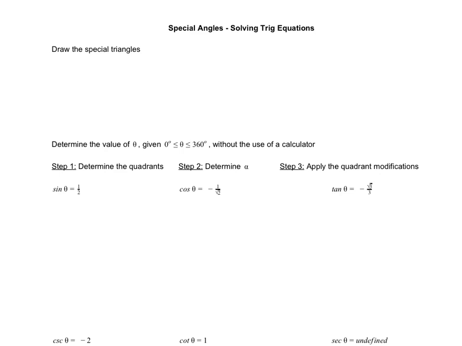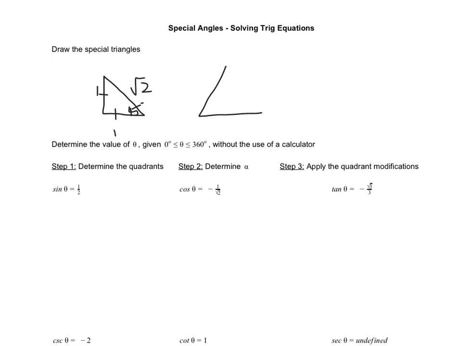In this video, we will be solving trig equations using special angles, which means we will not need a calculator. So we will begin by drawing our special triangles and refreshing on them. So first we have our isosceles 45, which is 1, 1, root 2.